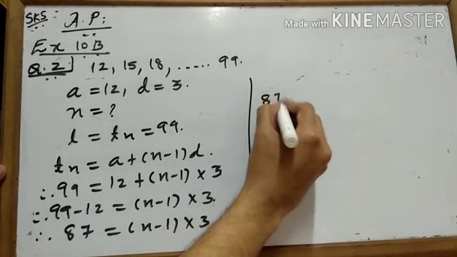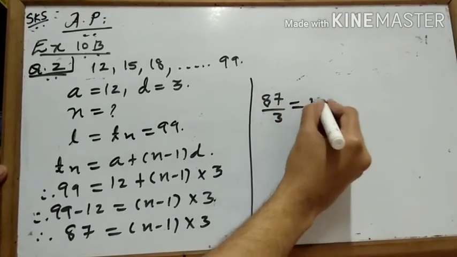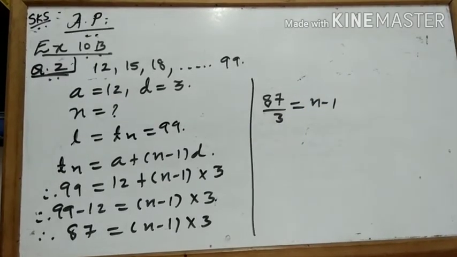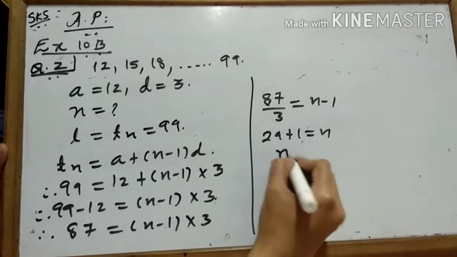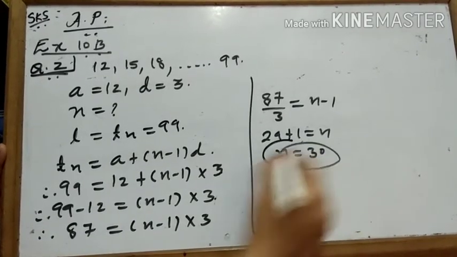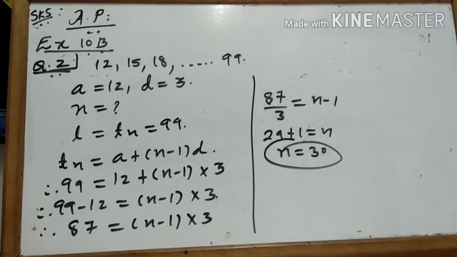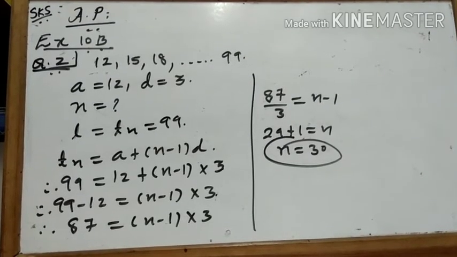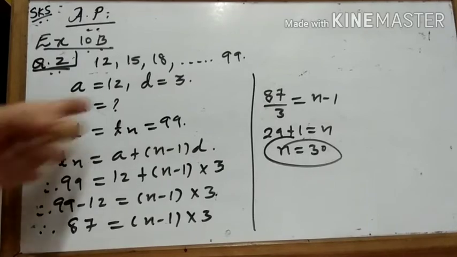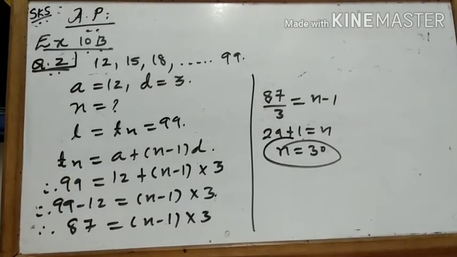87 divided by 3 is equal to n minus 1, that is 29 plus 1 is equal to n. So n is equal to 30. So there are 30 two-digit numbers which are divisible by 3. So this is an important concept to know to find out n. That's all from this question.